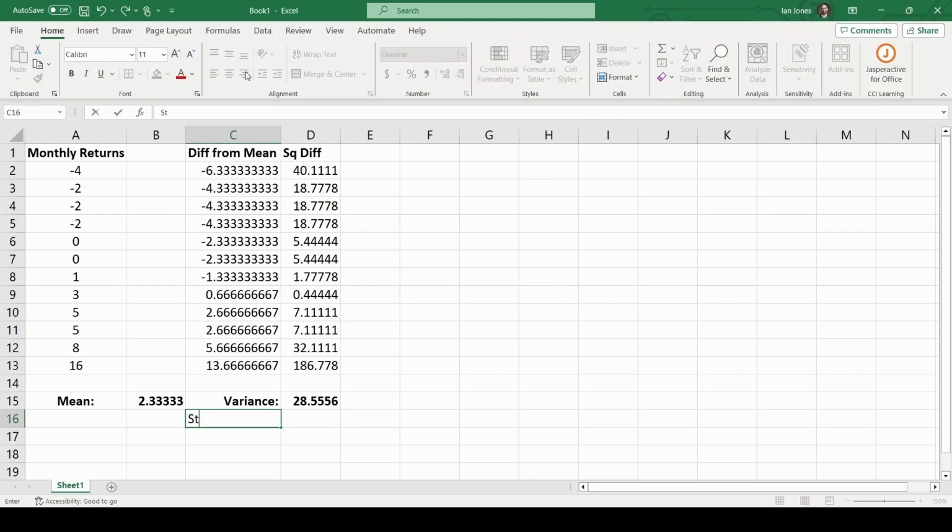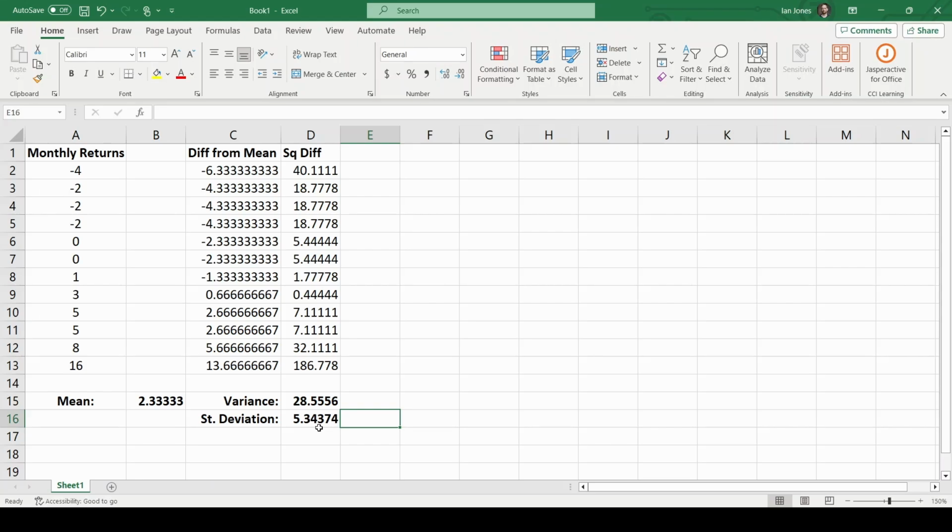The standard deviation is equal to the variance square rooted. That's the definition of standard deviation. So I'll say equals square root of this value, equals, so our standard deviation is 5.3. Okay, so these are two measures that sort of get at how spread out our data is.